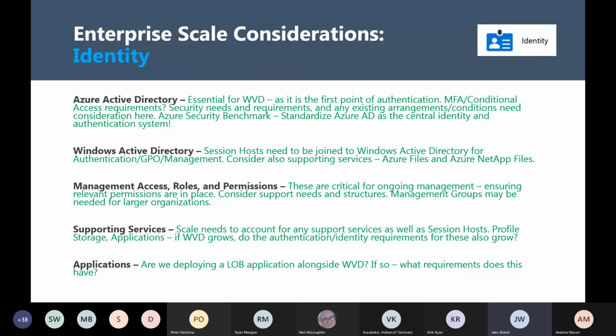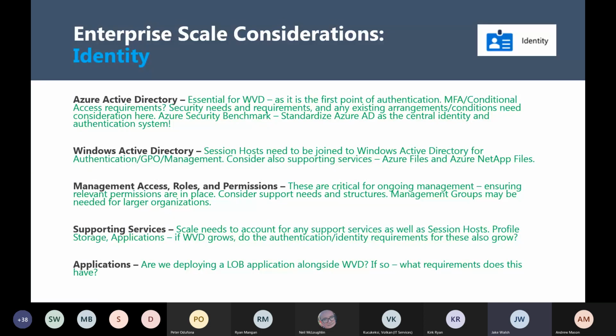So let's take a look at identity as well. With identity, obviously this is a key area as well, as are all of these areas. Identity is quite literally the key to everything in any cloud computing environment. We need to secure this environment, otherwise we're not going to have a business. It's basically what it boils down to.